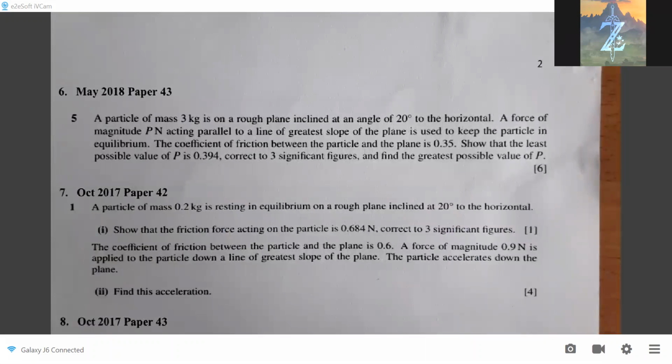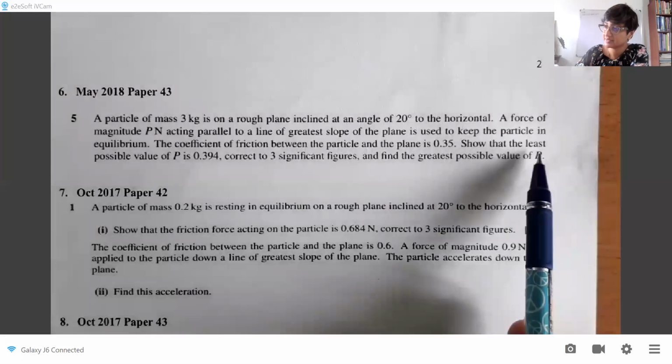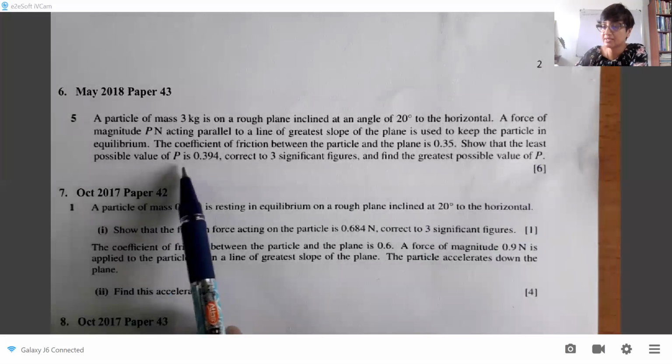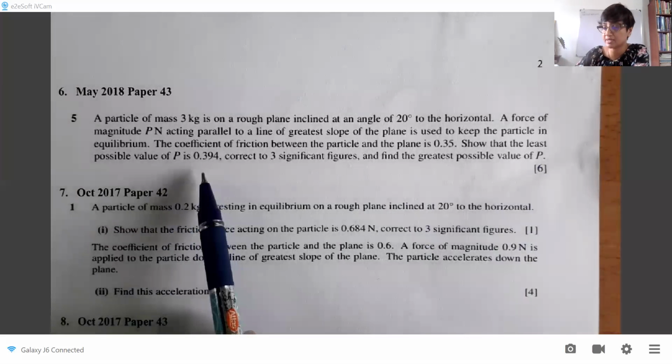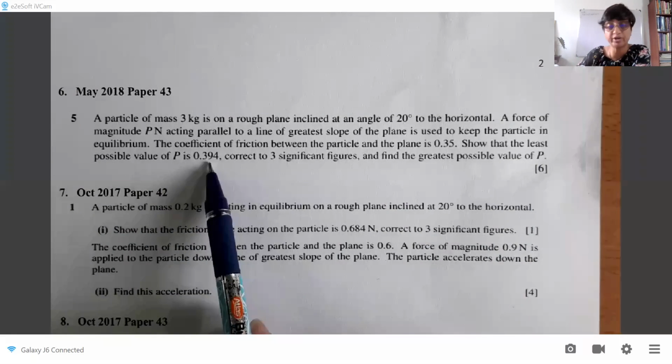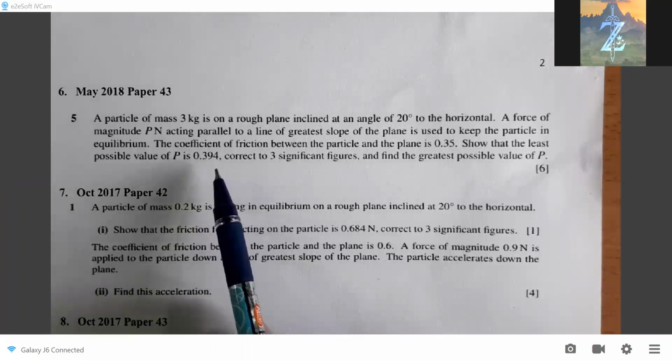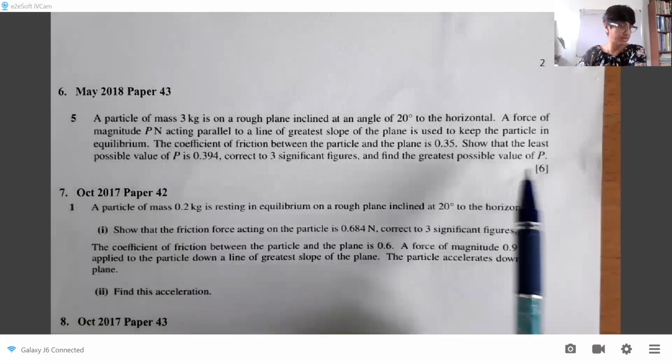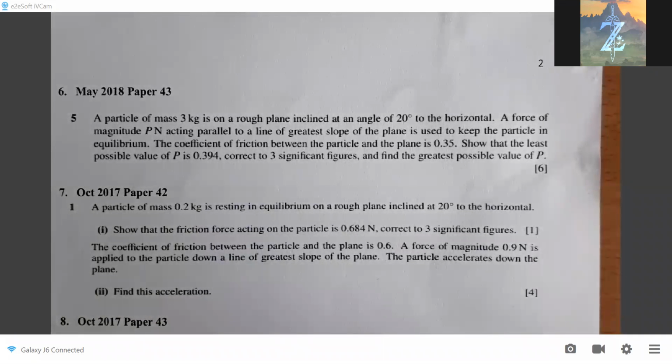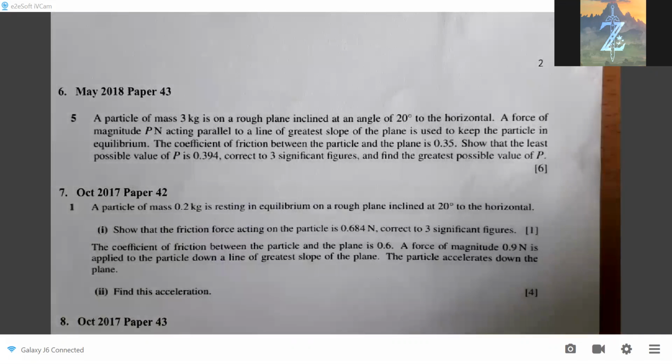Okay. Let us find P min and P max. That's correct, least possible value. P min has to be 0.394. Did you get that? I got the answer. Good. Others? P max 20.1. And how much is P max? 20.1.